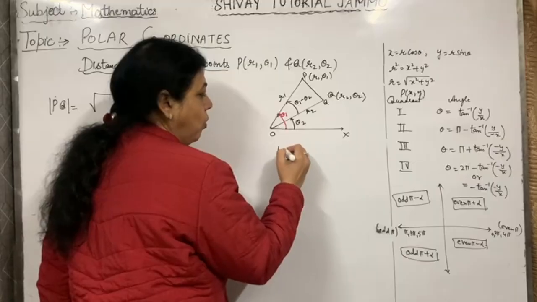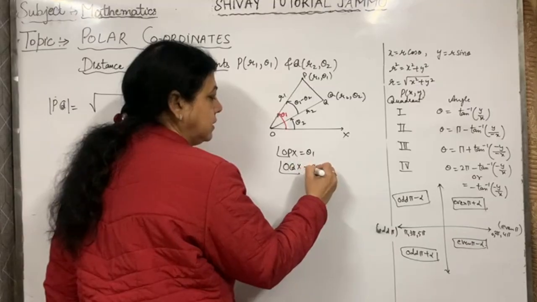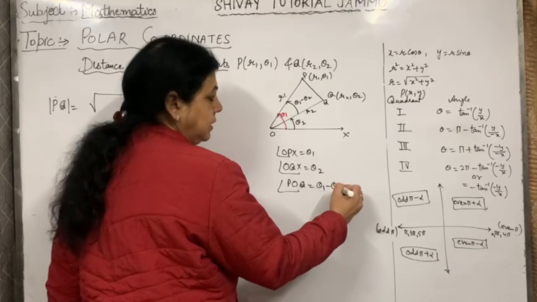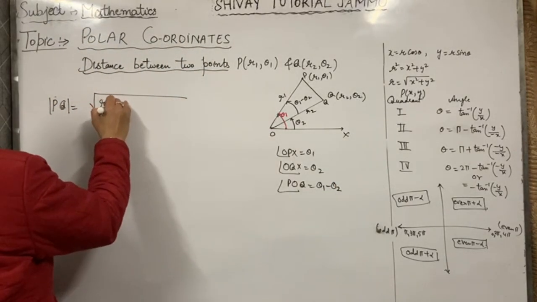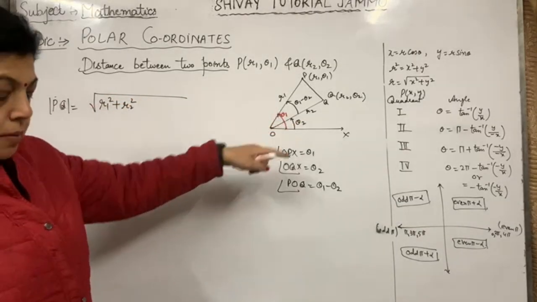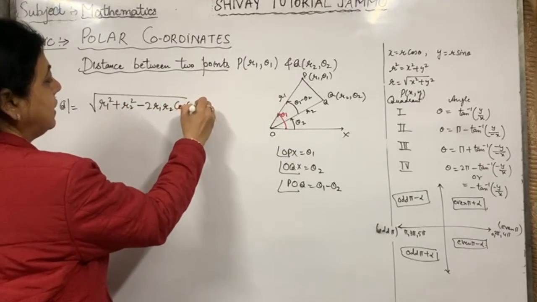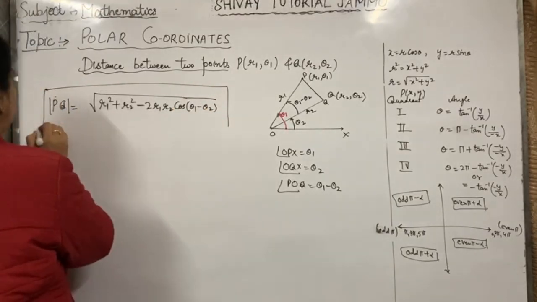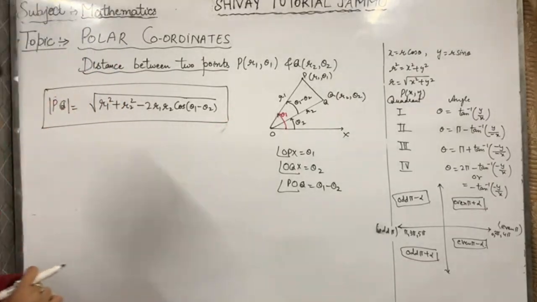Okay, this is theta 1, meaning the angle with the OPX. Angle OPX is theta 1 and angle OQX is theta 2. Angle POQ is theta 1 minus theta 2. Clear? Then it will be r1 square plus r2 square. Clear? We will take r1 square plus r2 square minus 2 r1 r2 cos (theta 1 minus theta 2). We will use the formula for distance between 2 points with polar coordinates.